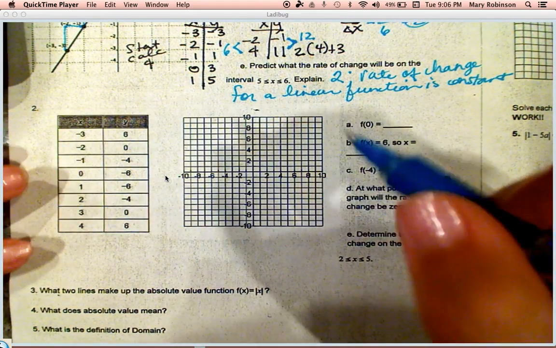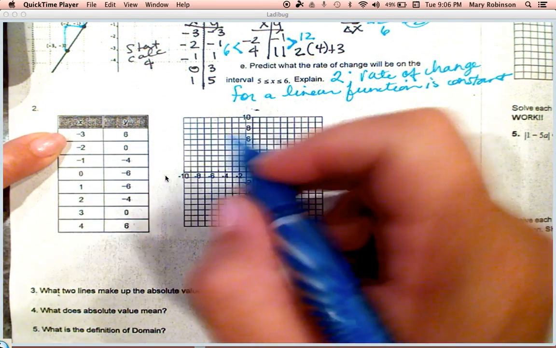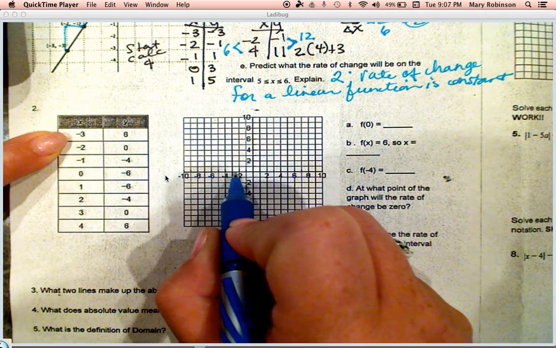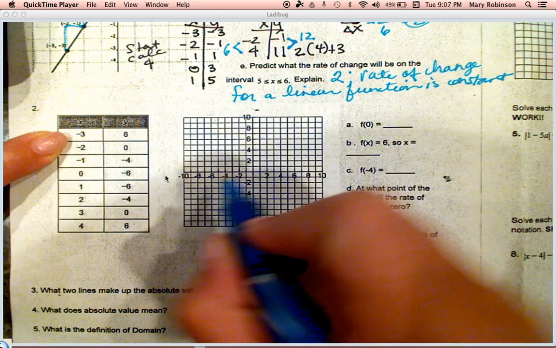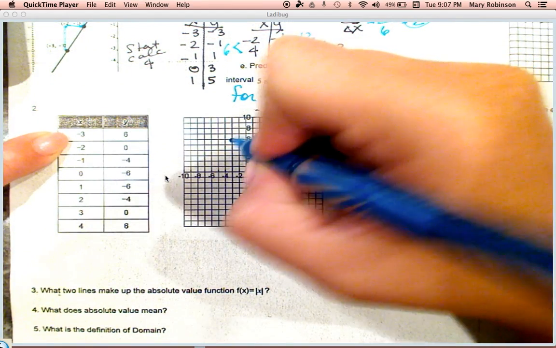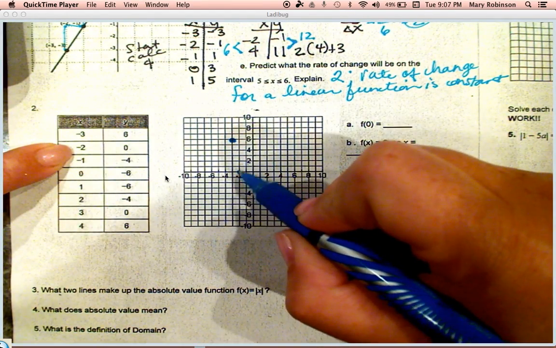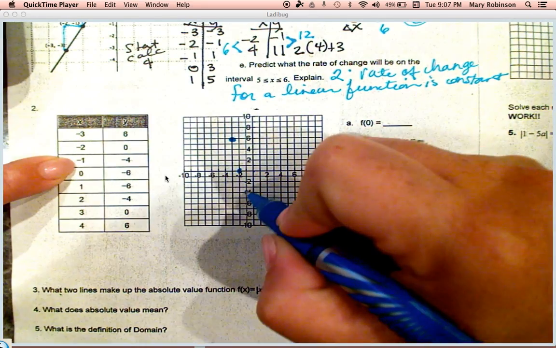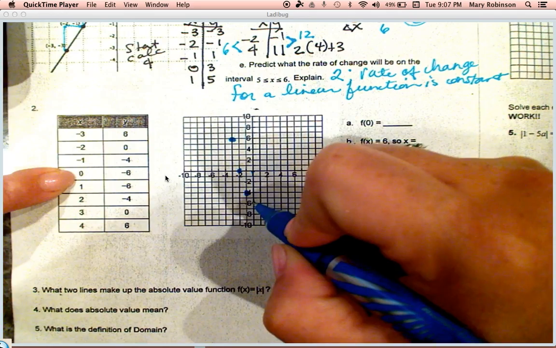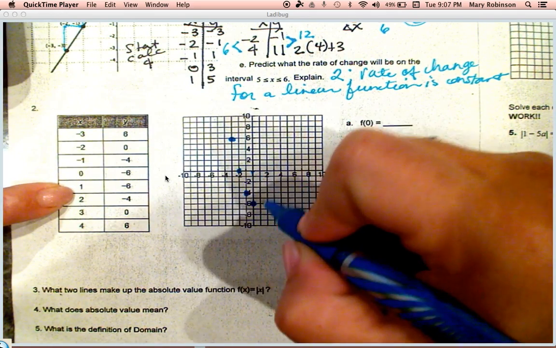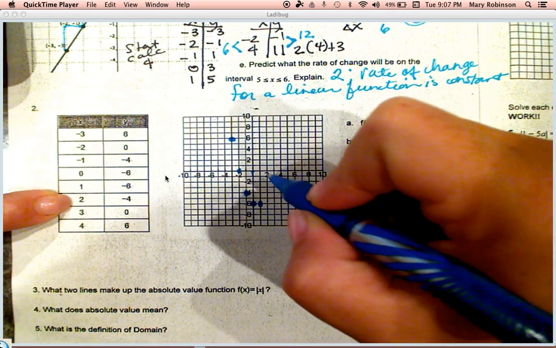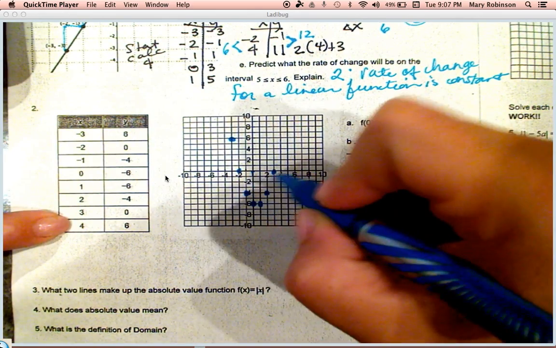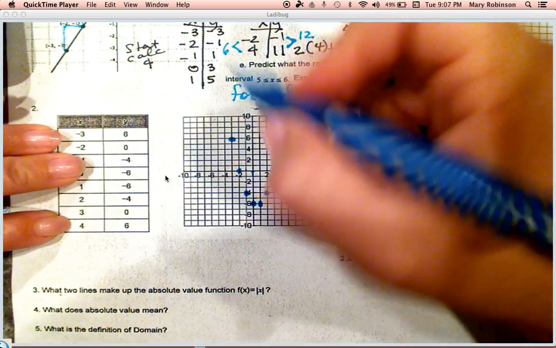On the provided graph, our first point is negative 3, 6. So from the origin, I'm going to go left 3, up 6. I'm going to go left 2, 0, negative 1, negative 4, 0, negative 6, 1, negative 6, 2, negative 4, 3, 0, and 4, 6.